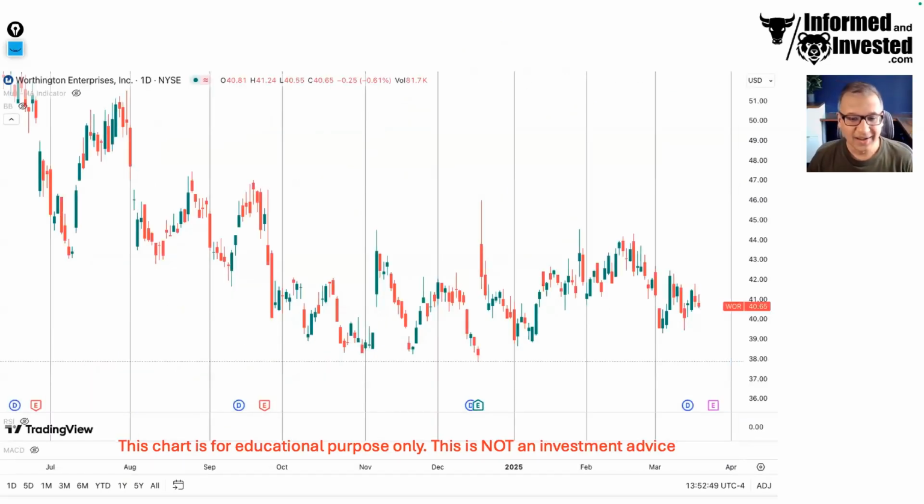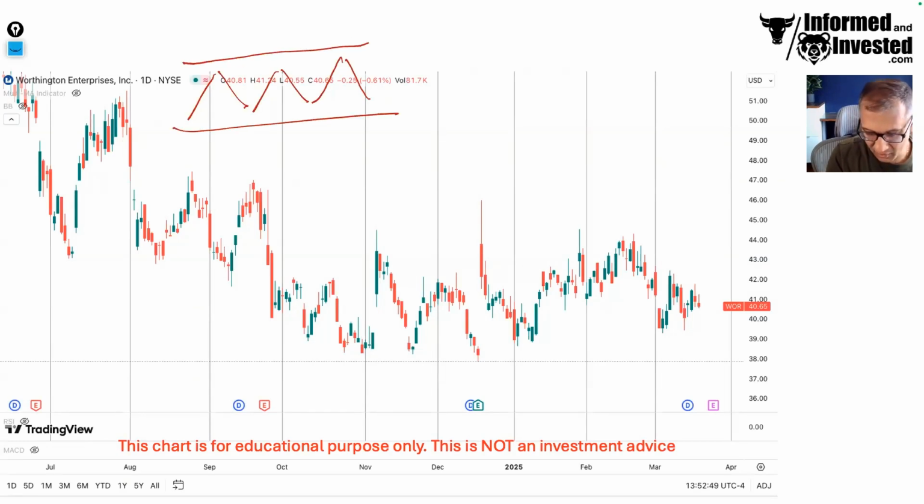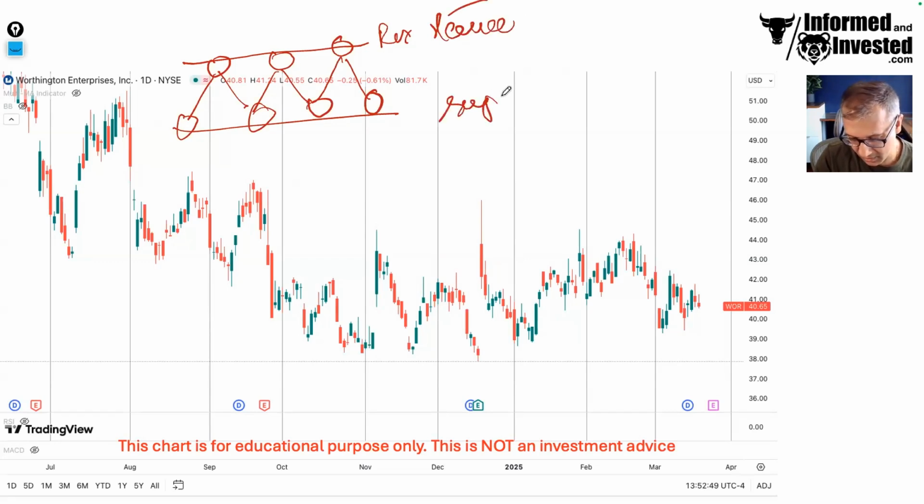Here is another stock that is moving on a sideways pattern. So what does sideways mean? It means it goes something like this: up, down, up, down, up, down, where you can draw a top and a bottom. It hits here and goes down, and then hits here and goes up. This is called a resistance, and this is called a support.